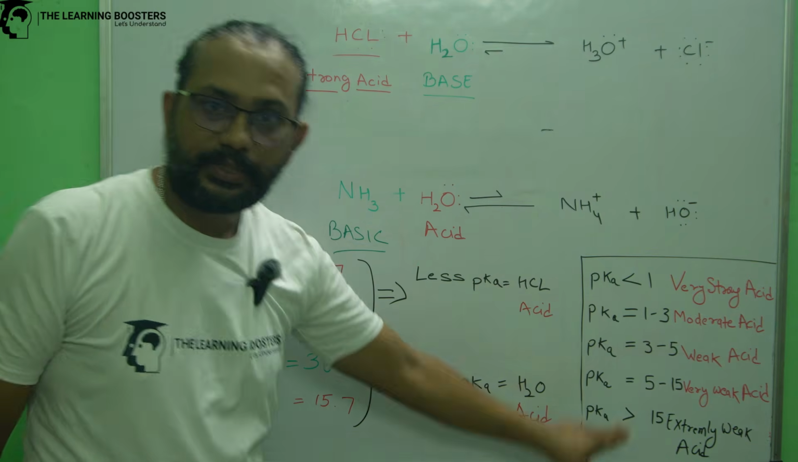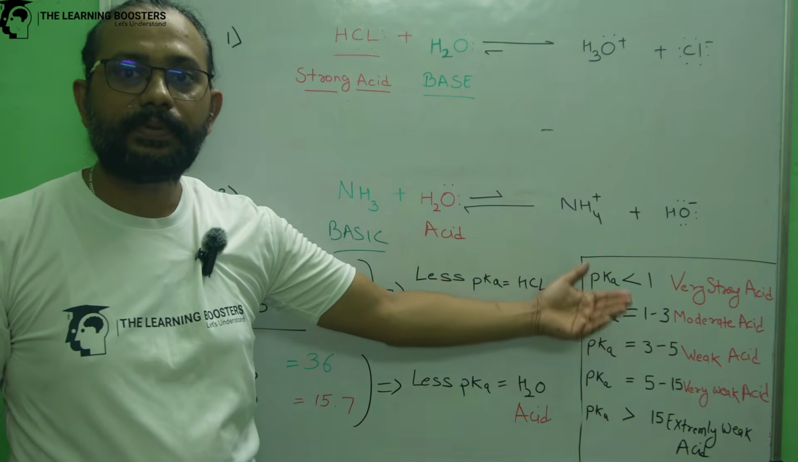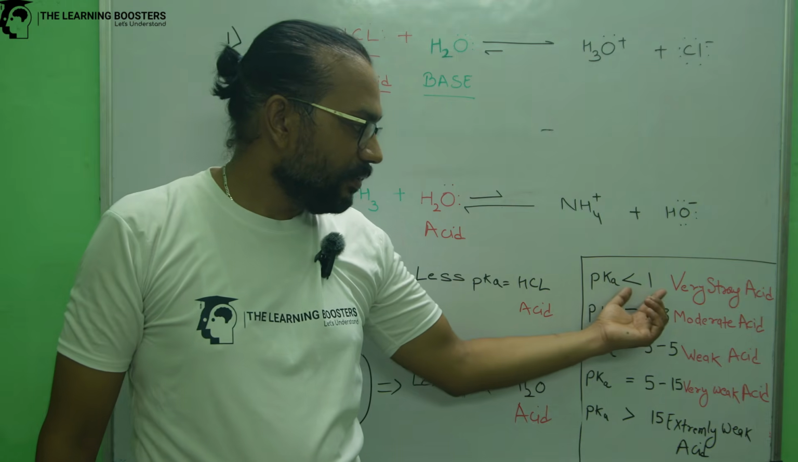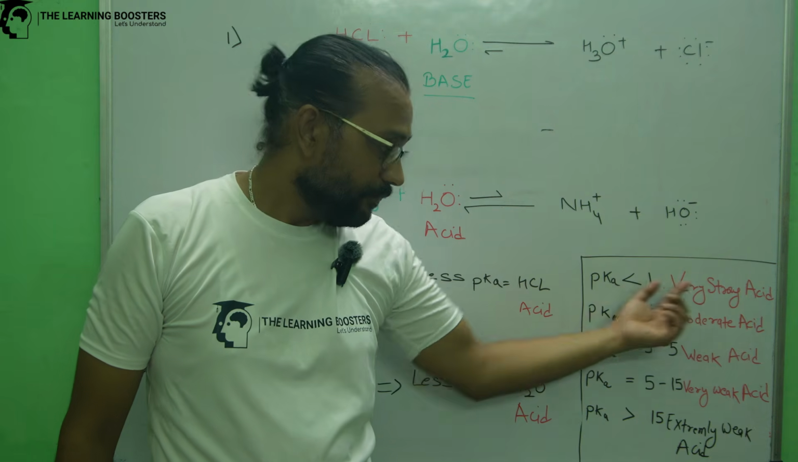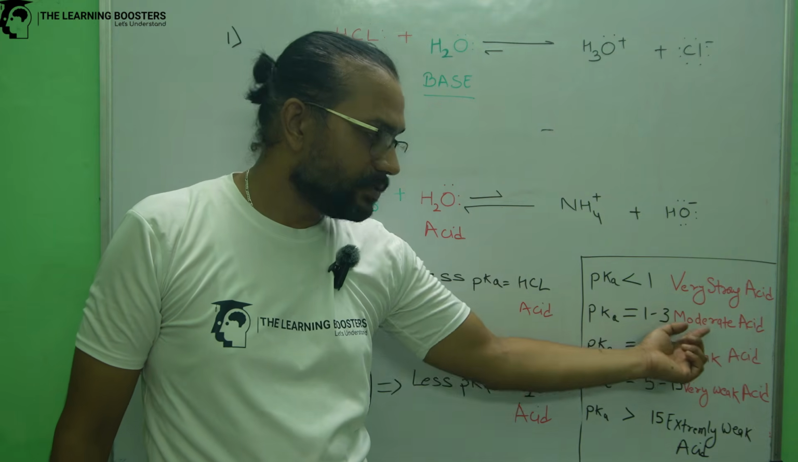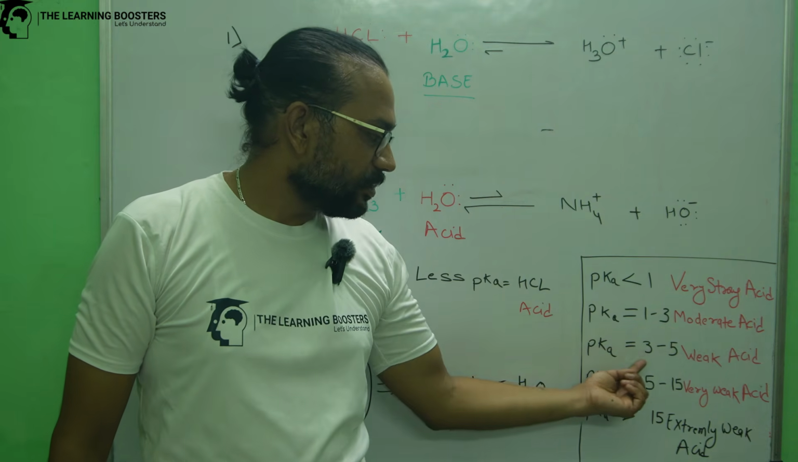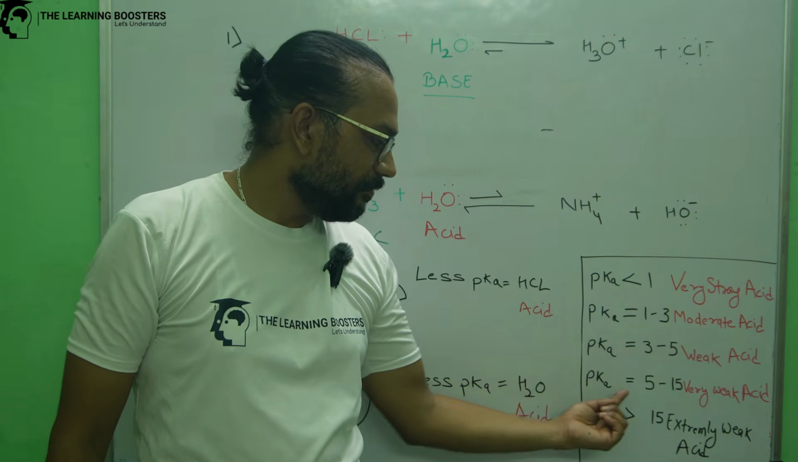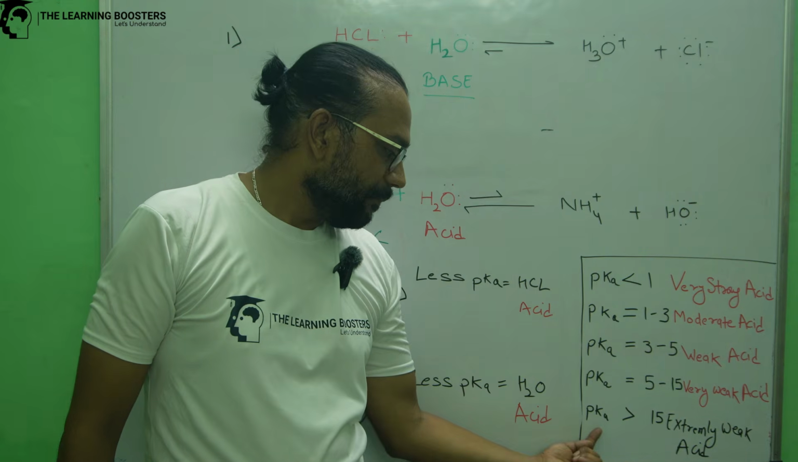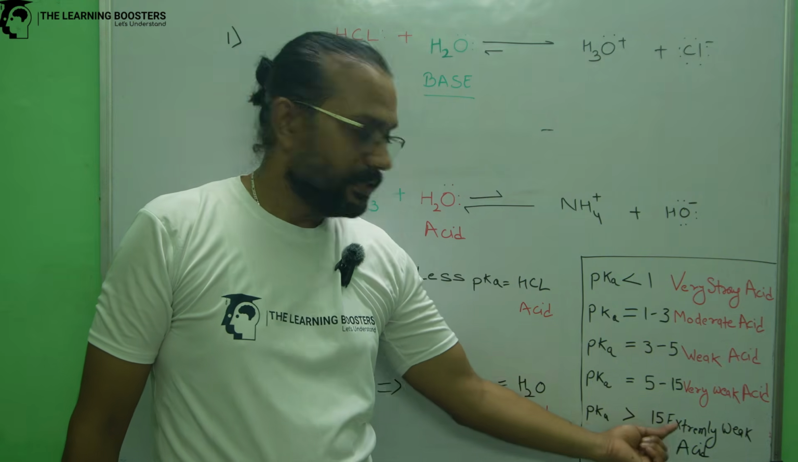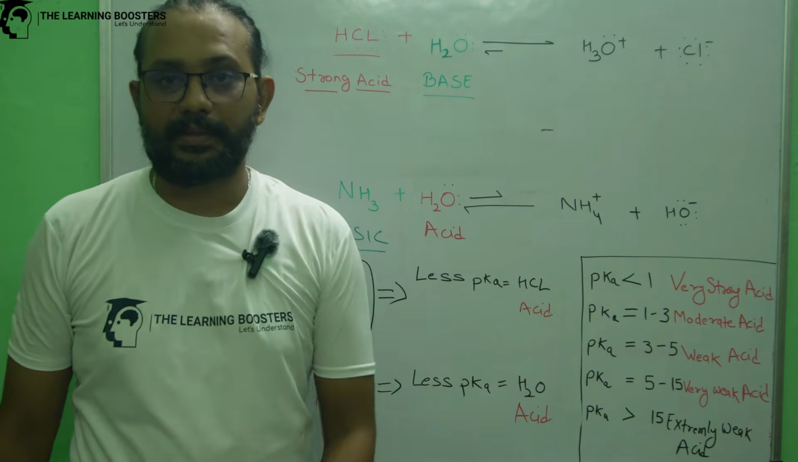As per the chart we discussed in the previous lecture, if the pKa value is less than 1, it will be a very strong acid. If the pKa value is 1 to 3, it is a moderate acid. If the pKa value is 3 to 4, it is a weak acid. If the pKa value is between 5 and 15, it is a very weak acid. And if the pKa value is greater than 15, that is an extremely weak acid.